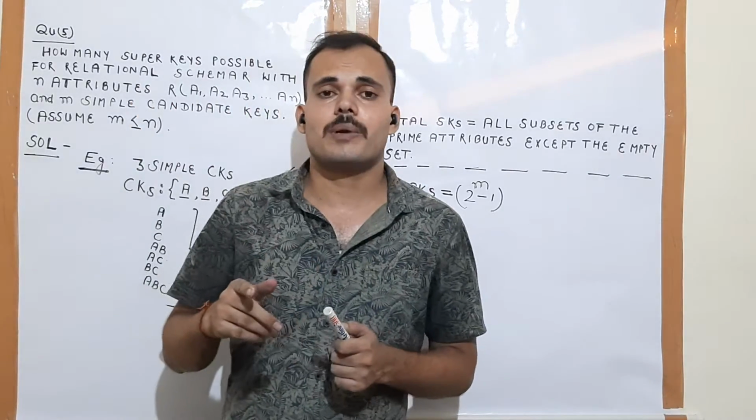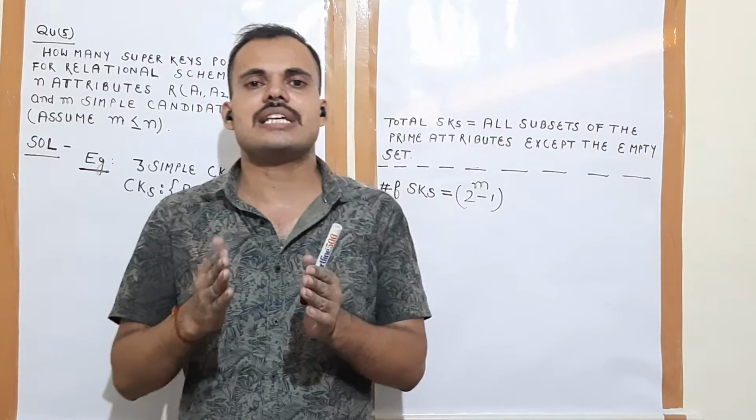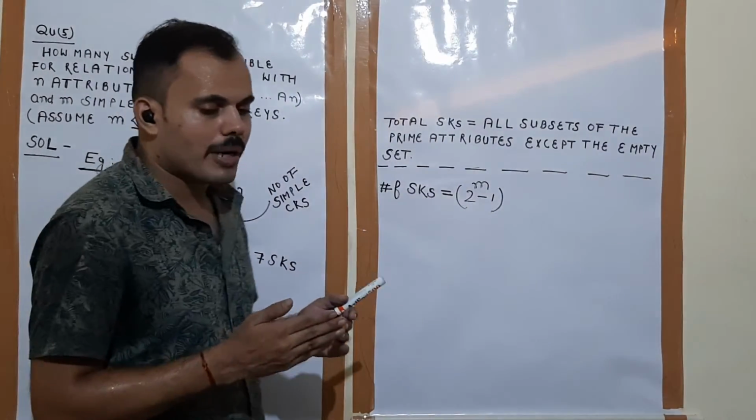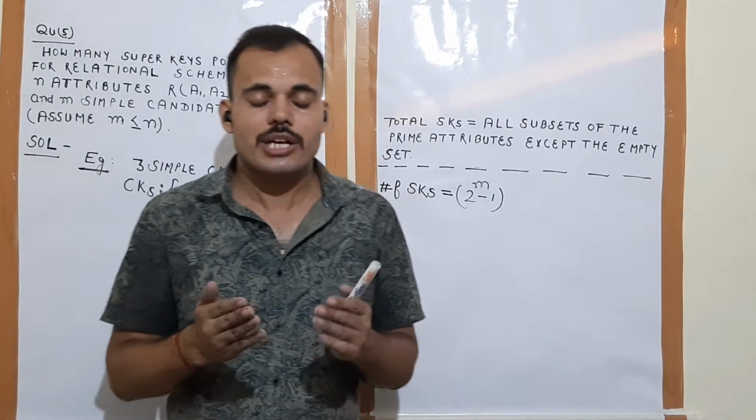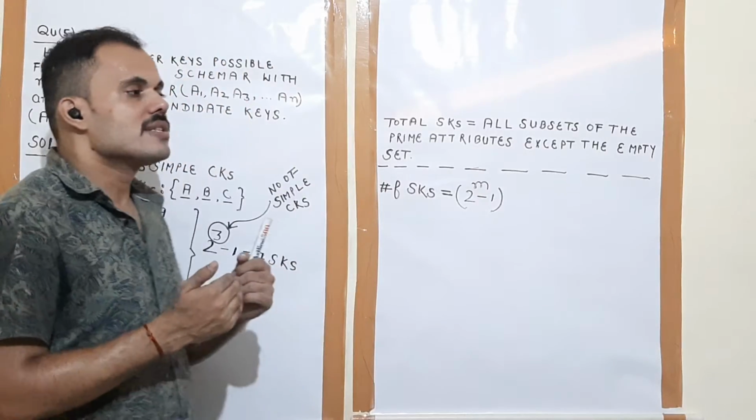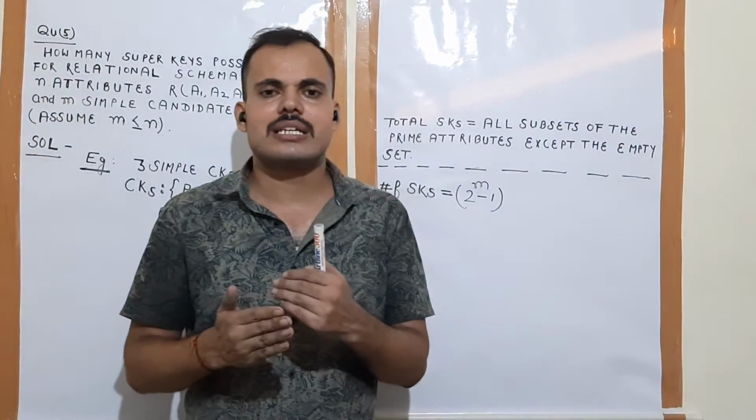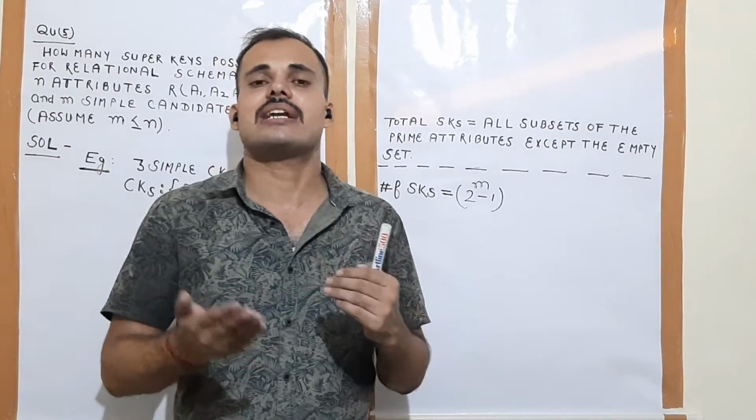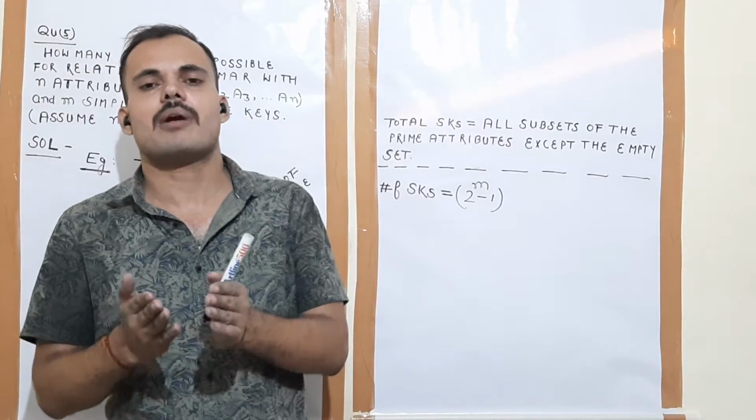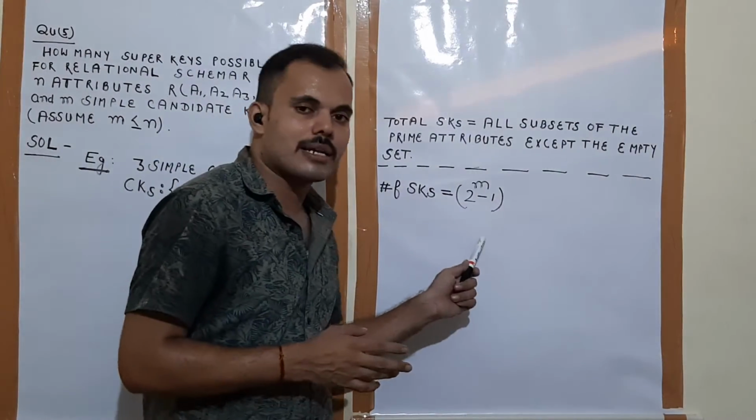The number of super keys in the relational schema R is equal to the number of super keys among the prime attributes of the relation R. But here the candidate keys are simple candidate keys, and how many simple candidate keys? m simple candidate keys. Then the number of super keys among prime attributes of the relation R will be 2 to the power m minus 1.